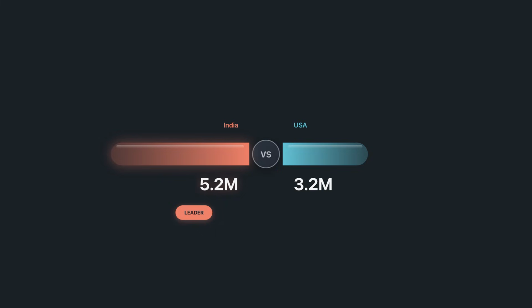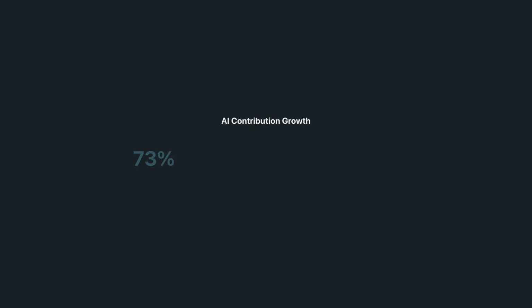Which tells us that the outsourcing story is alive and well. But raw numbers only tell part of the story. Look at what Indian developers are building. AI contribution growth from India hit 105% year over year. The US, 55%. India isn't just producing more JavaScript and Python developers. It's producing developers who are defining the future of artificial intelligence.